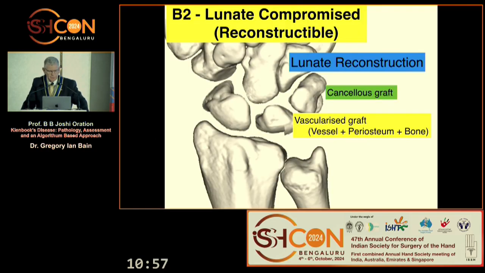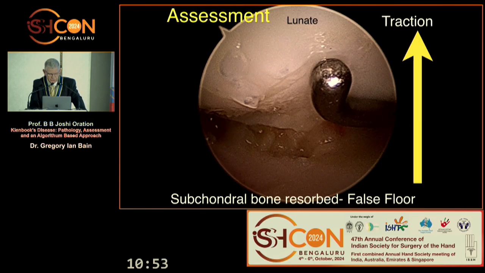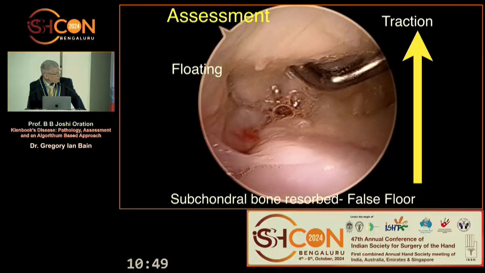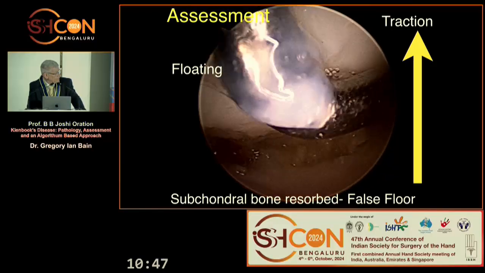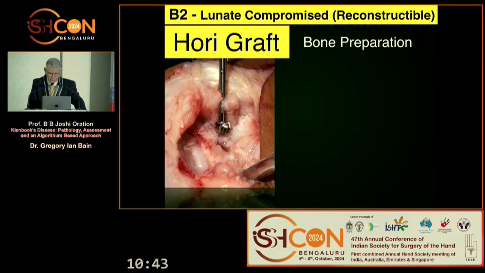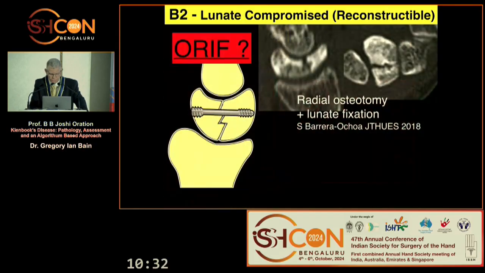So if we look at the lunate that's compromised, this becomes more complicated and there's different ways to do it. But basically we can see here we've got this lunate that's floating, the subchondral bone plate. The articular surface doesn't look too bad, but clearly there's a problem with a subchondral fracture. The easiest of the bone graft techniques is a Horry technique, but there's also many other techniques, and I know many surgeons in this group are experts in microvascular work.